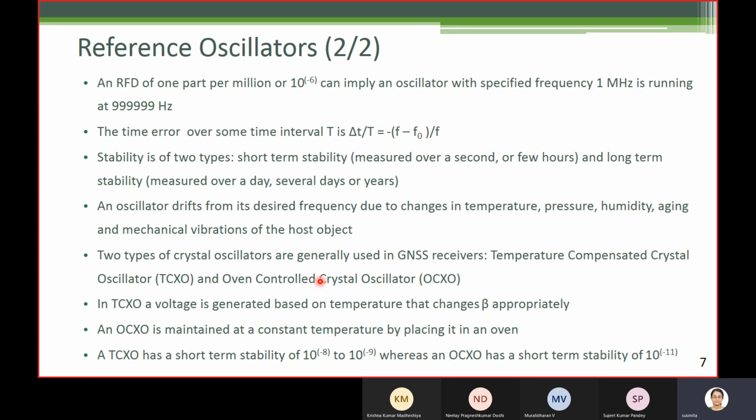And the warm-up time is more. Warm-up time is the time that the oscillator requires to give a stable frequency after it is turned on. So if you turn on an oscillator, don't think that immediately after turning on it will give you this reference signal at the desired frequency. It requires some time, and depending on the oscillator, it will be a few seconds. Some manufacturers claim milliseconds also, but there is a time needed for the oscillator to give a stable frequency. So that time is called the warm-up time. In case of the OCXO, the warm-up time is also more, but it gives better stability, better accuracy.